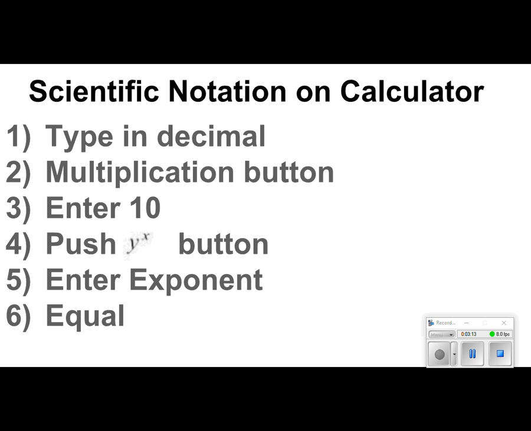Type in your decimal, hit your multiplication button, enter 10, push the YX button located above the division sign, enter your exponent, make sure you enter a negative if your exponent is negative, and then hit the equal sign.